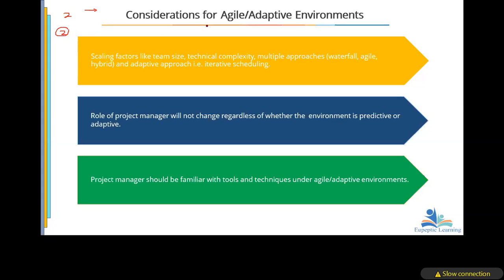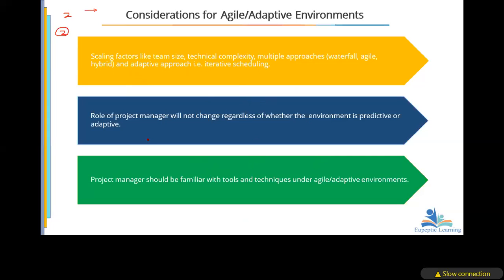So these are the things that we're talking about. Then we're looking at considerations for agile and adaptive environments. PMI is saying that it is not compulsory that your project should go through this. But if you find yourself in an agile or adaptive environment, then these are the things that you should look at. Scaling factors like the team size, technical complexity, multiple approaches. Either you are using the waterfall, the agile, or the hybrid. We talked about a hybrid approach where it may be a combination of the two, or the adaptive approach where it is an iterative scheduling.